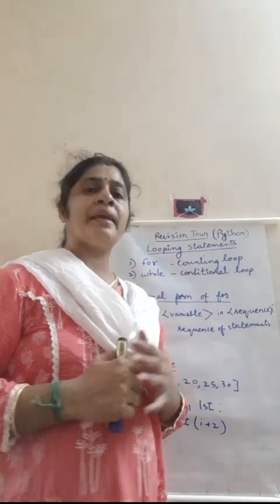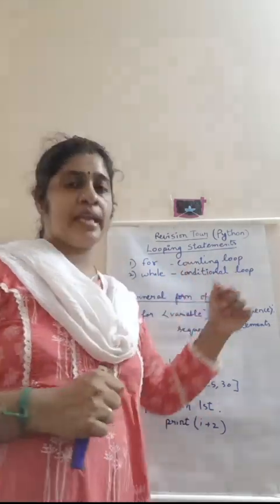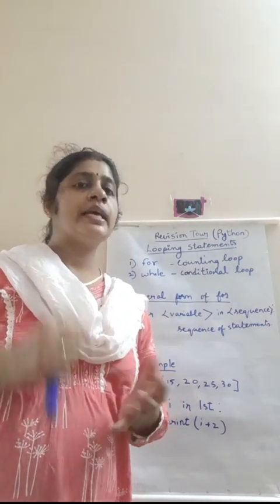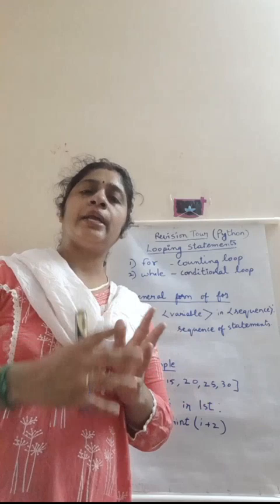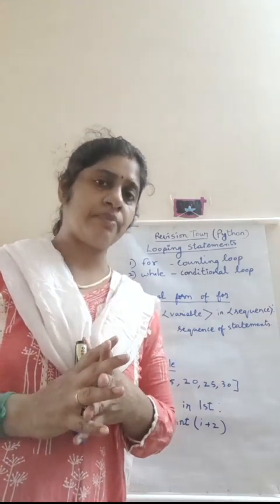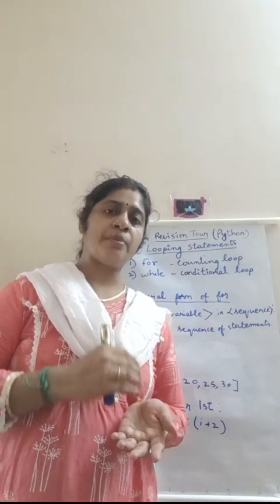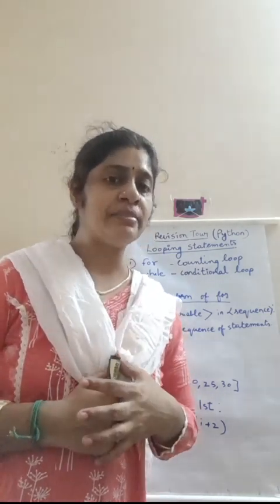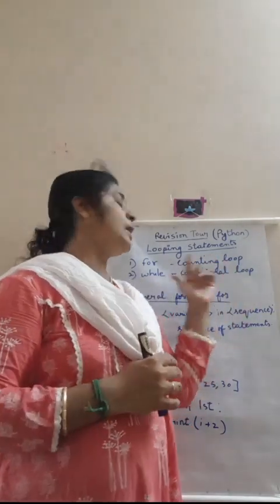Now what do you mean by a for loop? A for loop is also called a counting loop. That means a set or sequence of statements gets executed for a fixed number of times. When we are sure that the statements are to be executed for a fixed number of times, then we prefer the for loop. That's why it is called a counting loop.